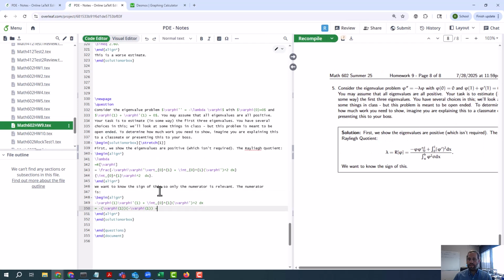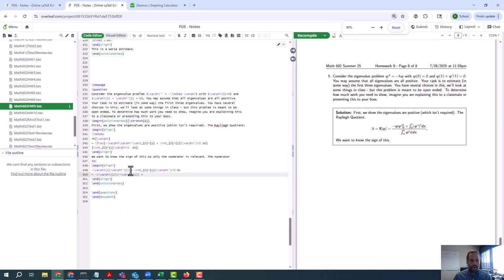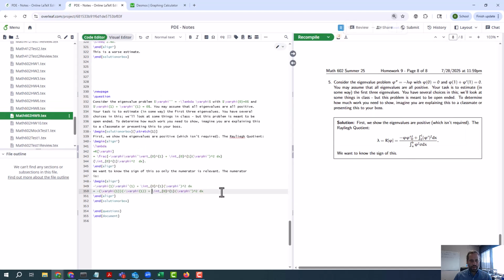Whoops, what did I just do? Did I just zoom in or something? I think I just zoomed out too much. I'm probably going to need to adjust this a little bit. Well, those minus signs cancel, and we get this square, and then plus this.